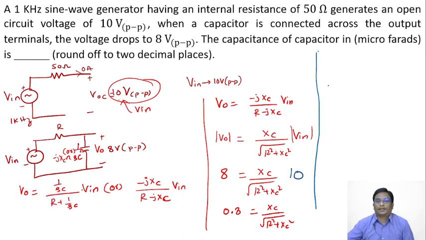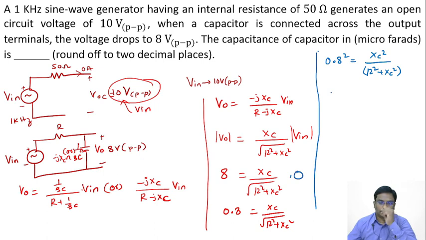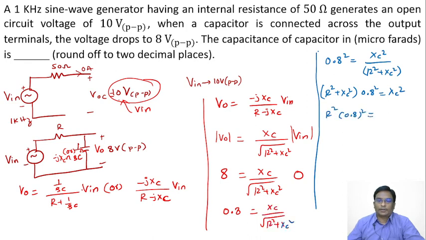Or let us square on both sides. 0.8 square equal to XC square by R square plus XC square. Okay, R given as 50, we need to find XC. First find XC, and since you know the frequency, then we can find the C value. Right, this is R square plus XC square into 0.8 square equal to XC square. Separate the terms that contain XC square. R square into 0.8 square equal to XC square into 1 minus 0.8 square.